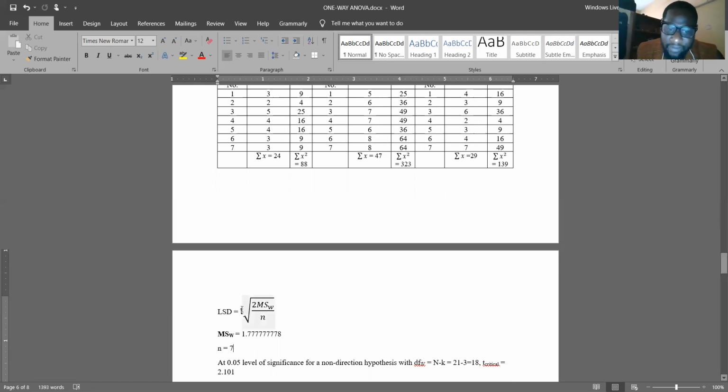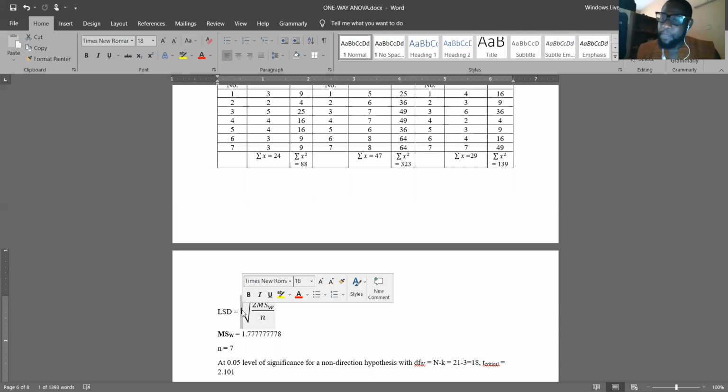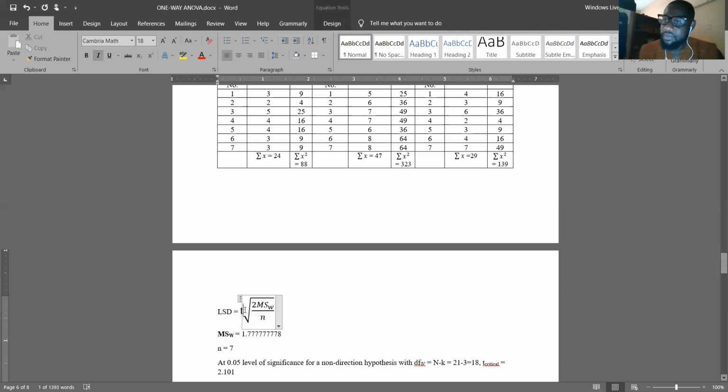Then you can see that within the formula, we have T in there. So you ask yourself, what is T? What T value are we solving? It means that with the LSD, we are supposed to solve T critical. That will be our T. So like when we're doing all the T tests, remember we're solving for T critical. And you know, to solve for T critical, you need 3 key things. You need a level of significance, the degree of freedom, and whether the hypothesis is directional or non-directional.